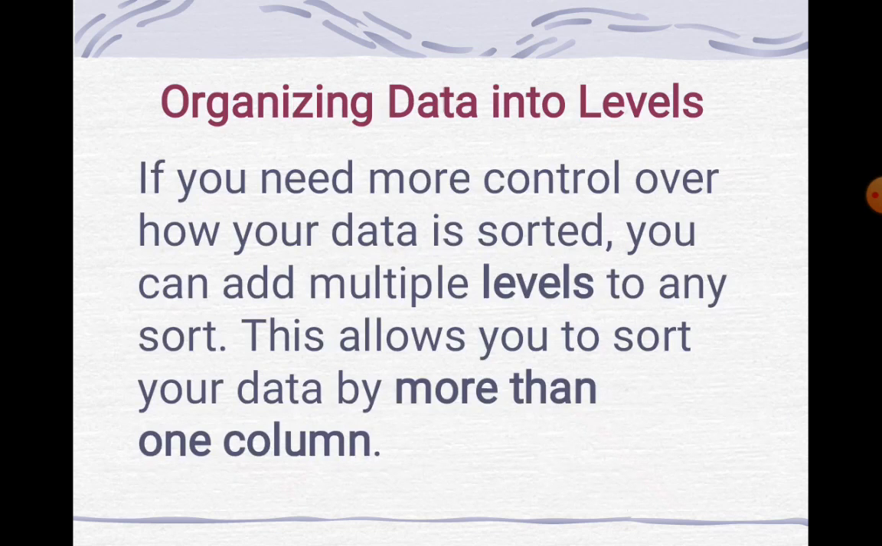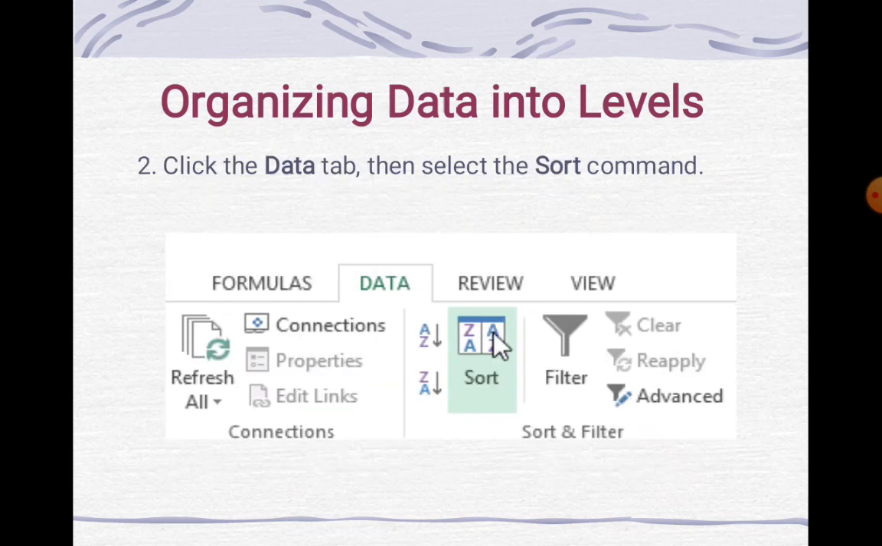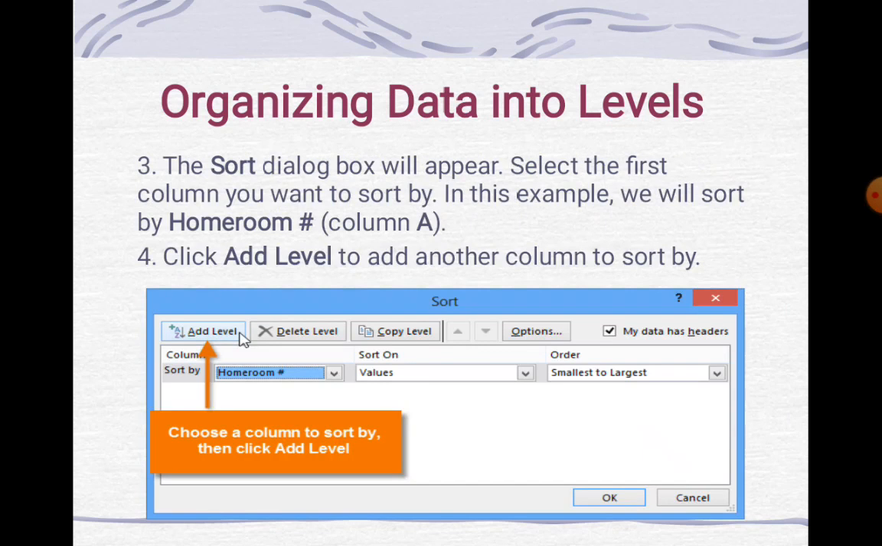Now let's discuss how we can organize data into different levels. If you need more control over how your data is sorted, you can add multiple levels to any sort. This allows you to sort your data by more than one column. Select a cell in the column you want to sort by. In our example, we'll select cell A2. Click the Data tab, then select the Sort command. The Sort dialog box will appear. Select the first column you want to sort by. In this example, we will sort by Homeroom #, column A.